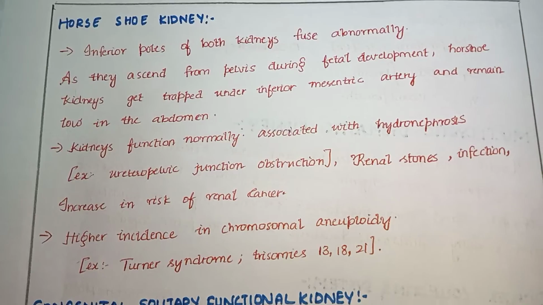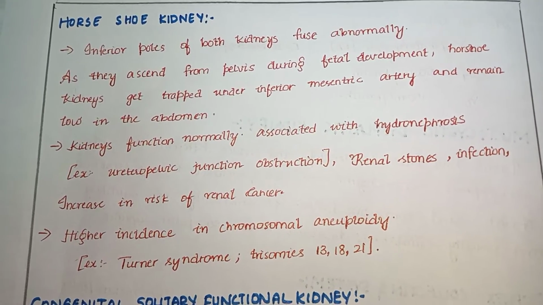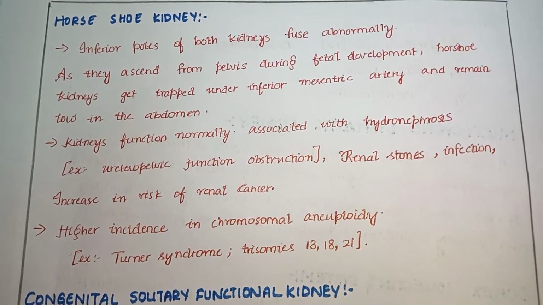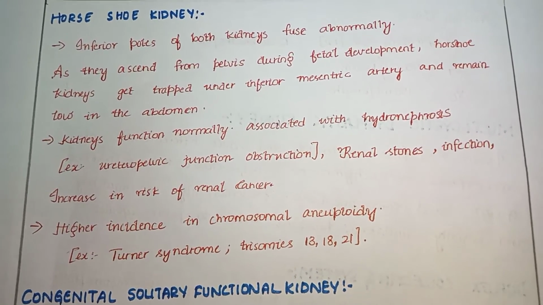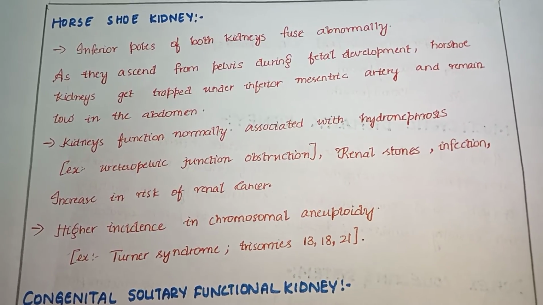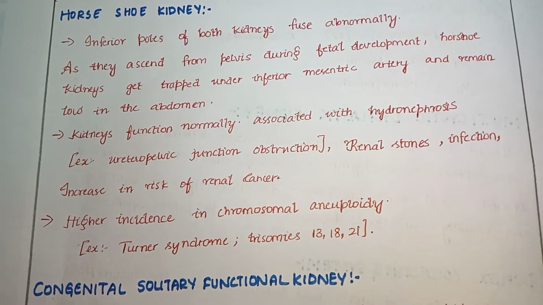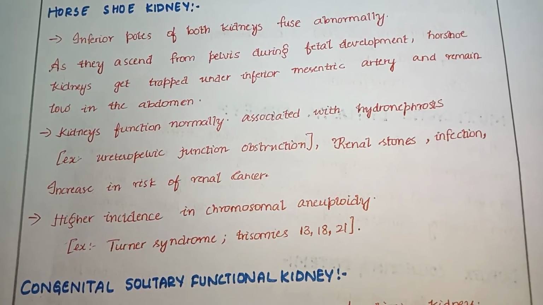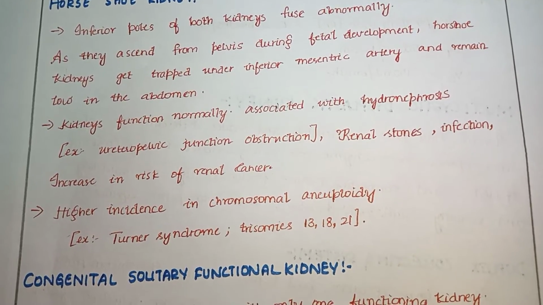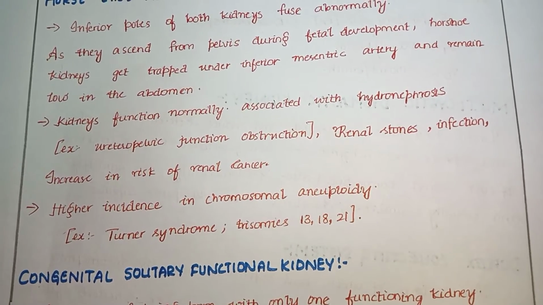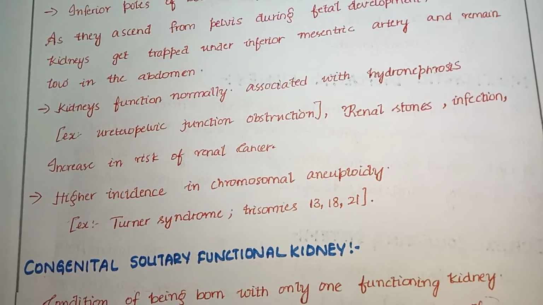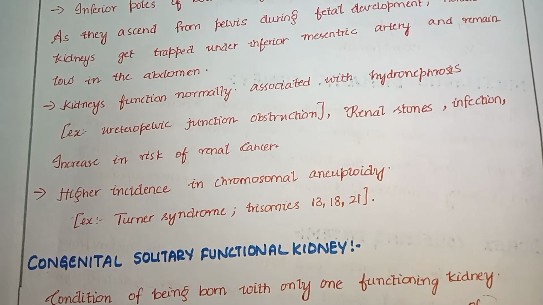Horseshoe kidney. Inferior poles of both kidneys fuse abnormally. As we all know, the kidney has two poles, superior pole and inferior pole. Here, the inferior poles of both kidneys fuse abnormally as they ascend from the pelvis. During fetal development, horseshoe kidneys get trapped under the inferior mesenteric artery and remain low in the abdomen. Kidneys function normally, but it is associated with hydronephrosis.